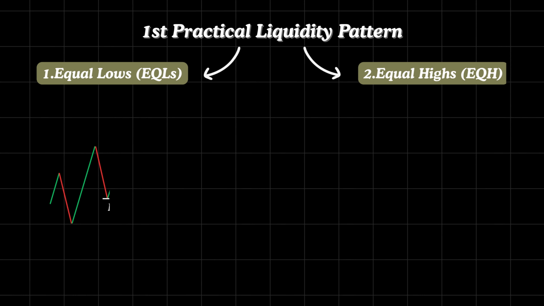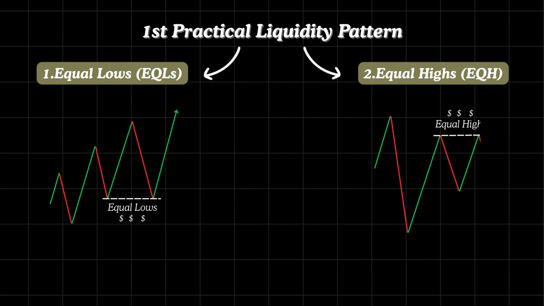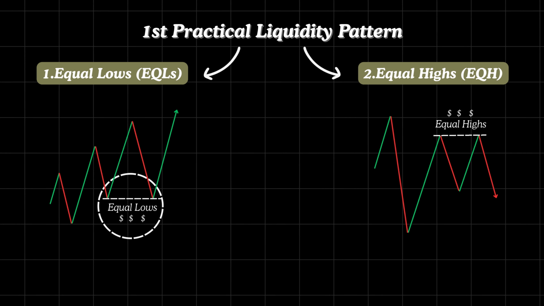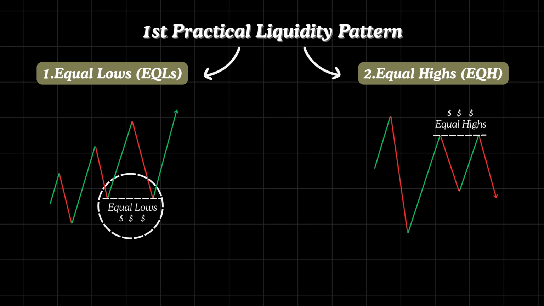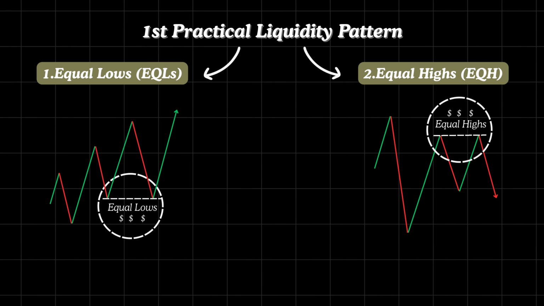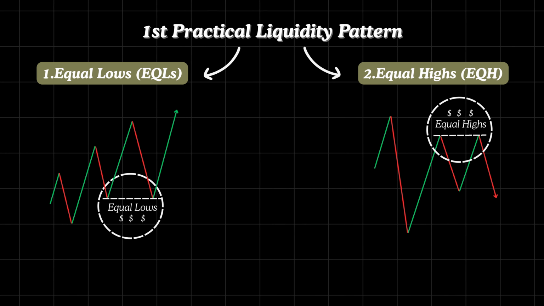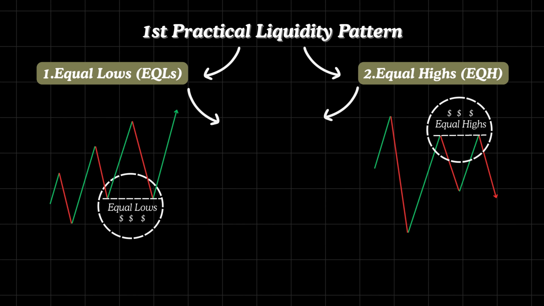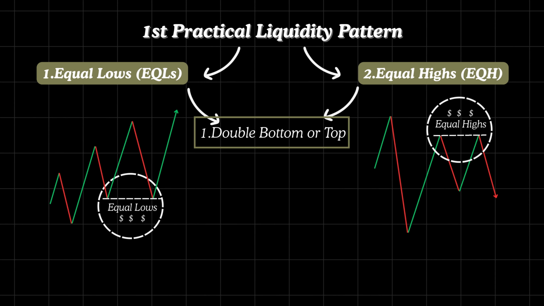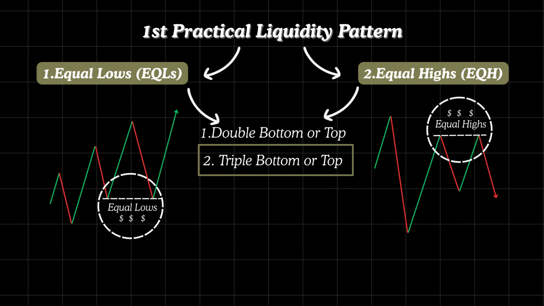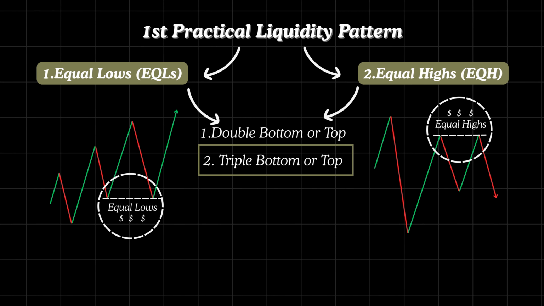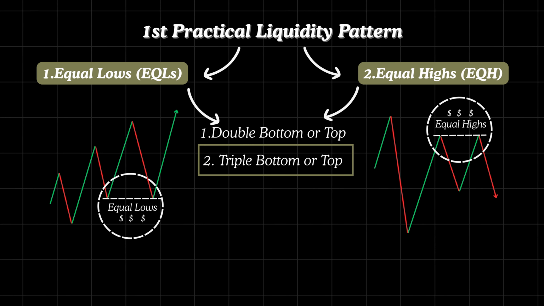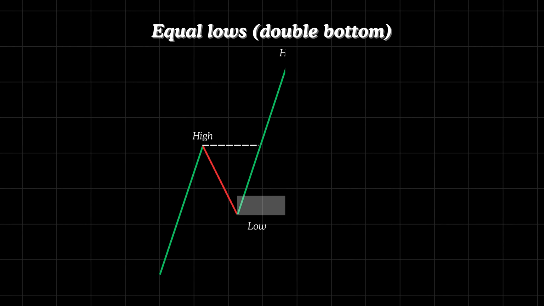lows and equal highs. As the term suggests, when price creates internal lows at the same level, we identify it as an equal low. Similarly, when price forms internal highs at the same level, it is recognized as an equal high. Equal lows and equal highs fall into two separate categories: the double bottom or double top, and the triple bottom or triple top patterns. Now, let's examine the specifics of each pattern and understand the psychology behind their formation in the market. Imagine a structure like this.